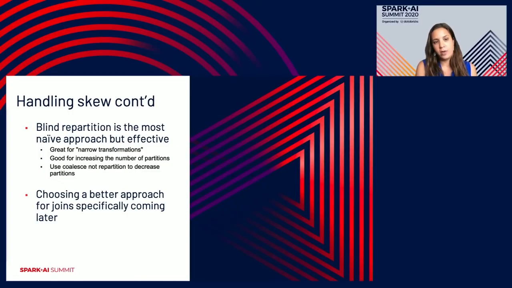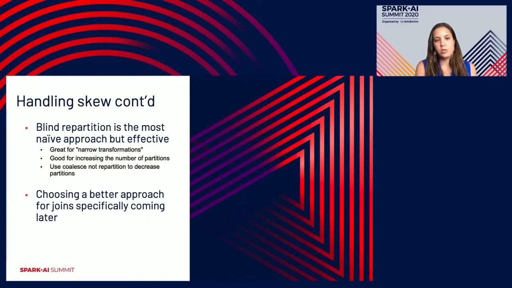So once you identify skew, what are some ways you can handle that skew? One of the most naive approaches is the blind repartition. It can also be very effective, though. Where you want to use repartition is, for example, if you want to increase the number of partitions you're using for large operations, or if you're reading from a partition source that has less than the desired number of partitions. Another great use case for repartition is before you're doing several narrow transformations where you're not shuffling data around. So for example, that filter example we talked about earlier.